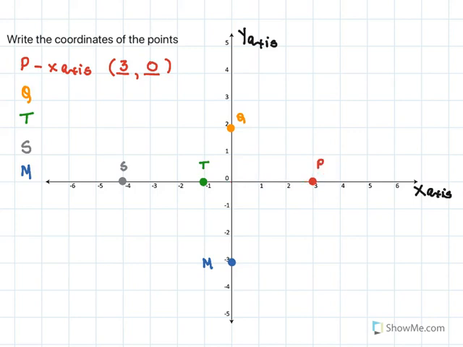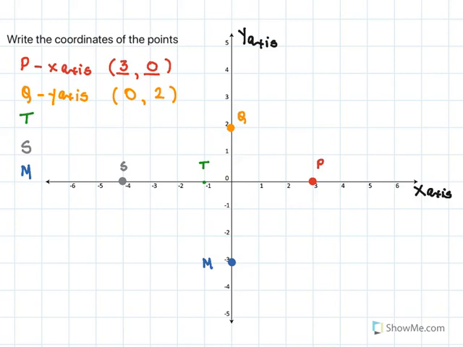Now for the point Q. Here is Q, and it lies on the y-axis. It has two coordinates, x and y, and you've noticed that the y-coordinate is 2 and the x-coordinate will be 0. So the coordinates of Q are 0, 2.